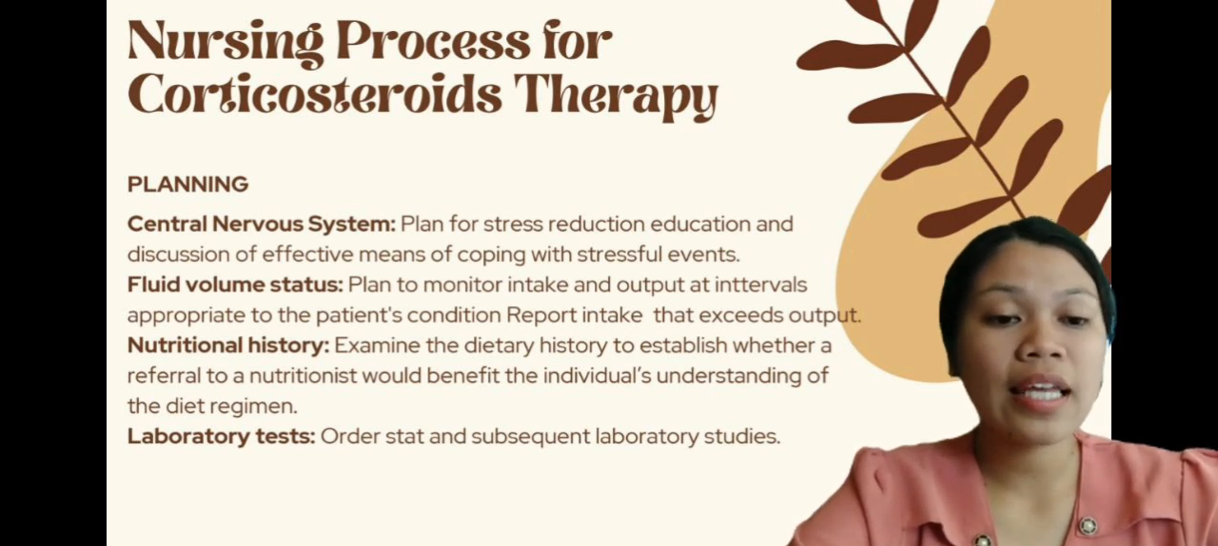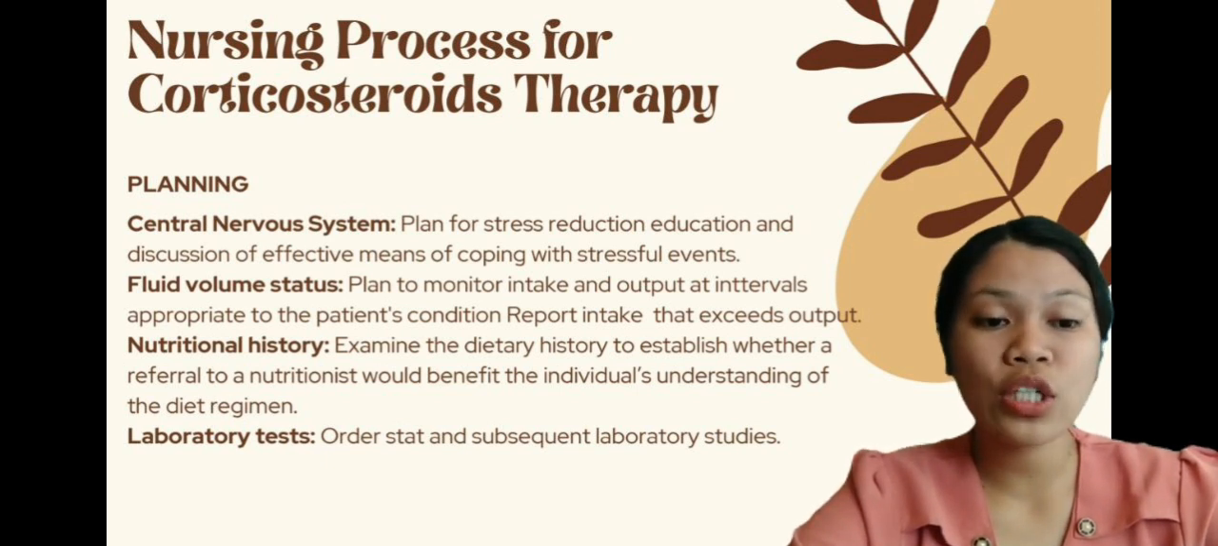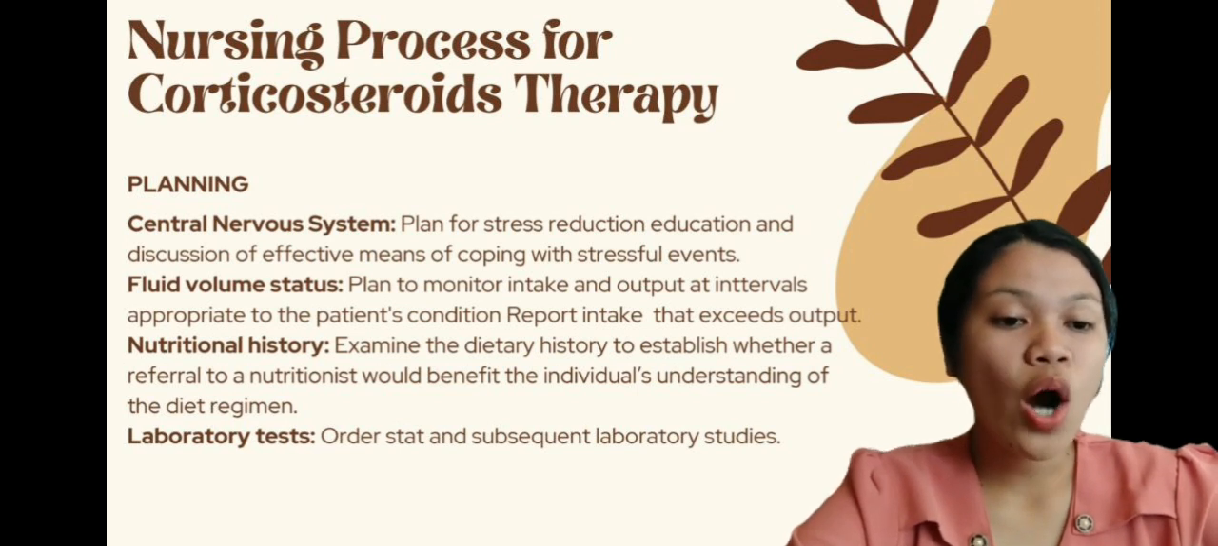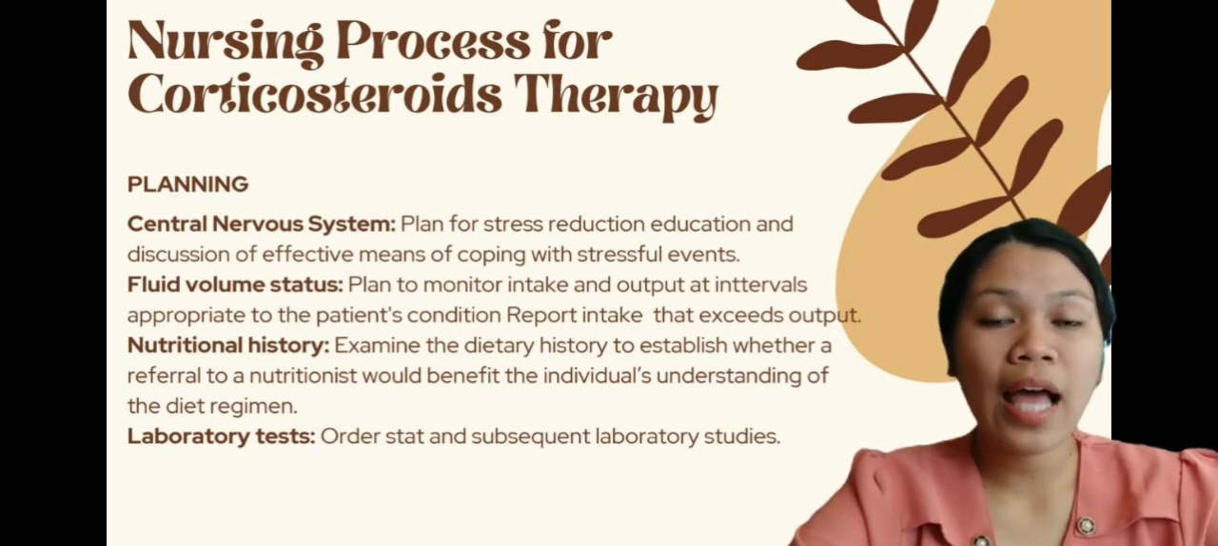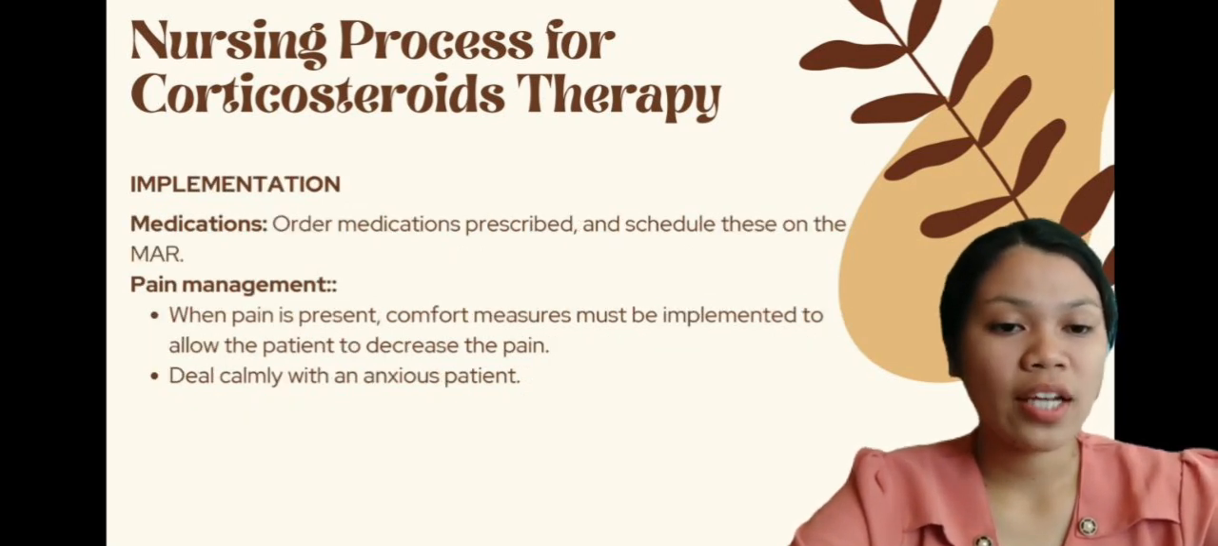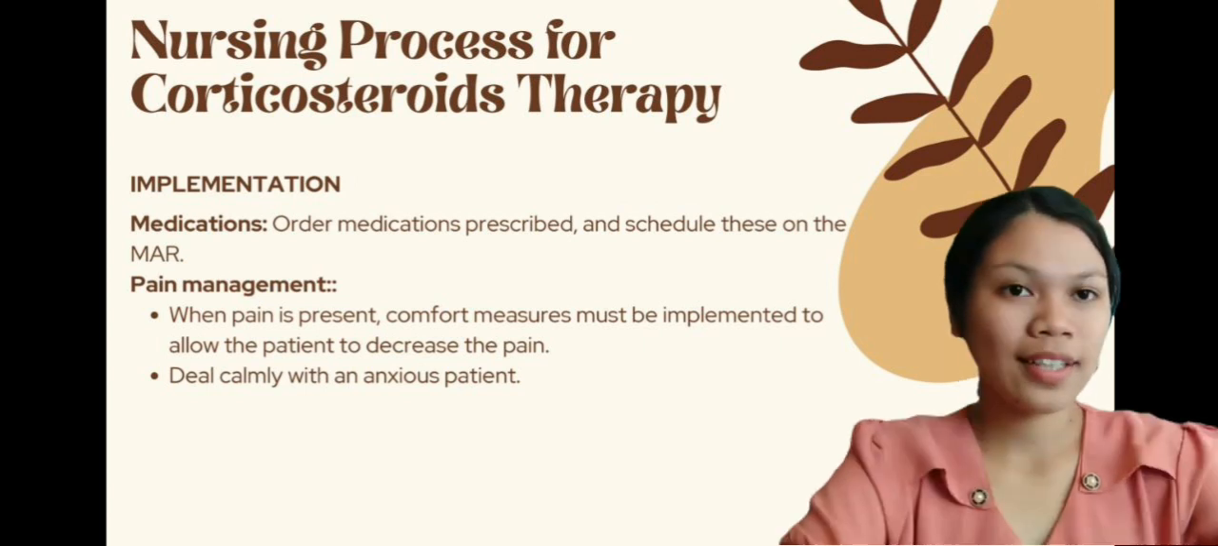Next is nutritional history. Examine the dietary history to establish whether a referral to a nutritionist would benefit the individual's understanding of the diet regimen. Next is laboratory test. Order stat and subsequent laboratory studies. Next is implementation. First, medications. Order medications prescribed and schedule these on the MAR.